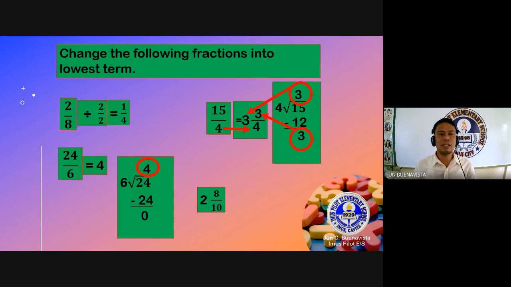So 2 and 8 tenths is an example of a mixed number. So if we are going to change that into lowest term, we are not going to divide the whole number, only the fraction. So we're going to look at the GCF of 8 and 10. The GCF of 8 and 10 is 2. So we are going to divide it by 2. But first, you are going to copy the whole number. So you're going to copy 2, then 8 divided by 2 equals 4. Then 10 divided by 2 equals 5. So therefore, the lowest term or simplest form of 2 and 8 tenths is 2 and 4/5.